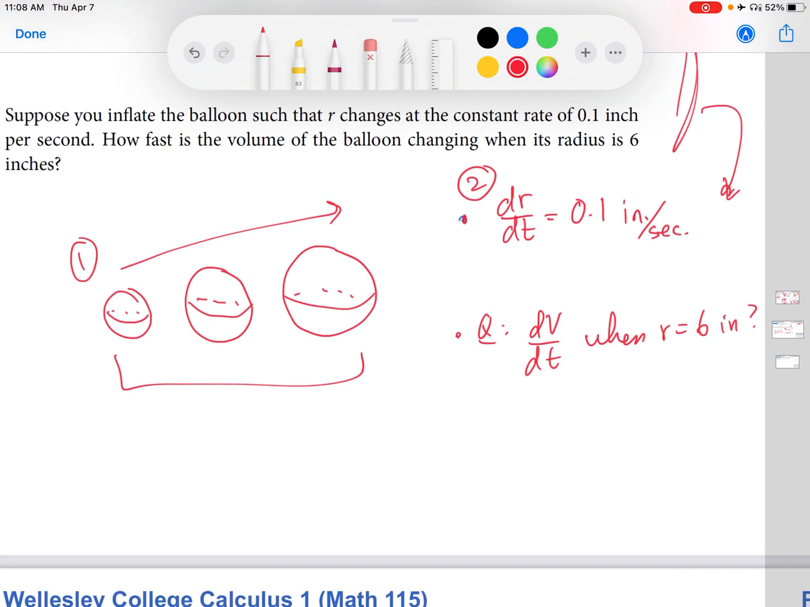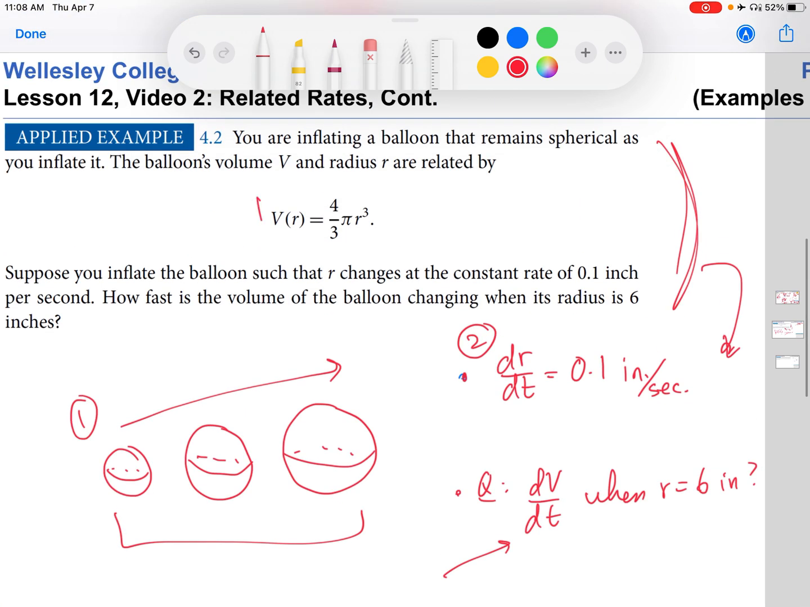So if we want to find dV/dt, we need a formula for V. In this problem, we're given that V is the volume of a sphere. We're given V of r, right? But remember, r is changing with respect to time. So this is the formula that is going to relate the rates, dV/dt and dr/dt. How do we do that?